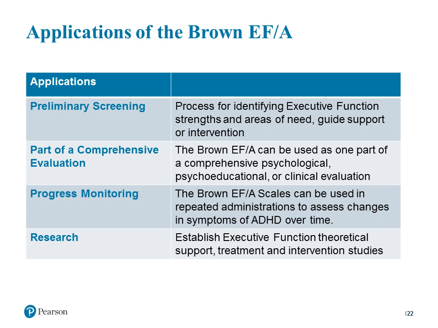There are several applications of the Brown Executive Function Attention Scales. One is for preliminary screening. This is a process for identifying executive functioning strengths and areas of need. And it also can be used to guide interventions that are used immediately after screening. So if we're using it in a school environment at Tier 1, we could use the screener and then, based on the information, provide suggestions for supports and different strategies.